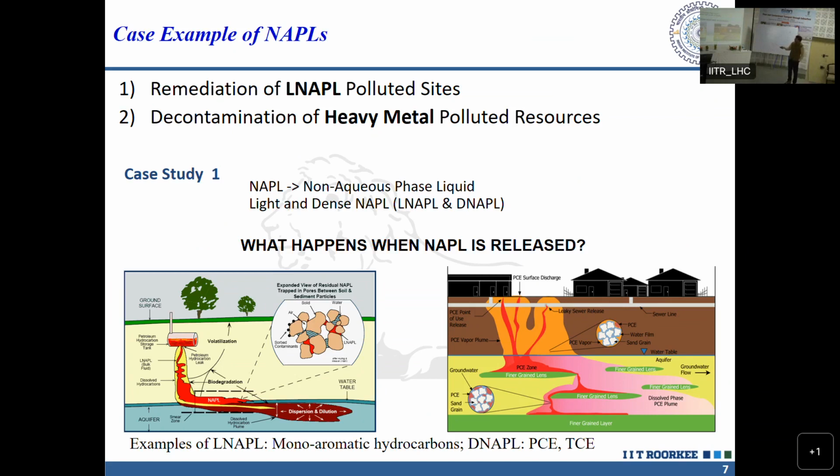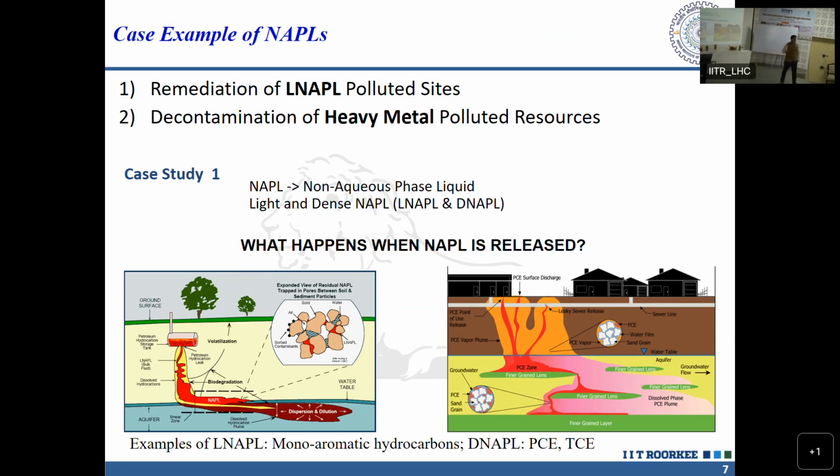And during its movement, you can see this red color is the pure phase of the hydrocarbon oil. Then there is a yellow zone, and this is the contaminated soil area. Because it is volatile in nature, it is going to also pollute the soil area surrounding this trajectory. And if sufficient leak is taking place from the source, this hydrocarbon oil will meet the groundwater table.